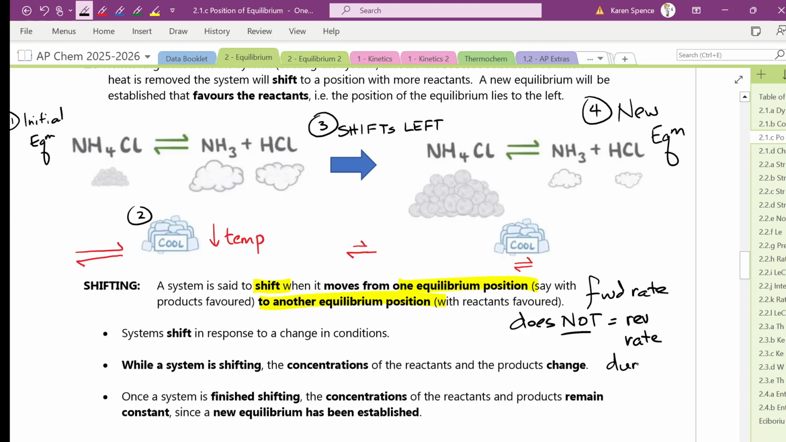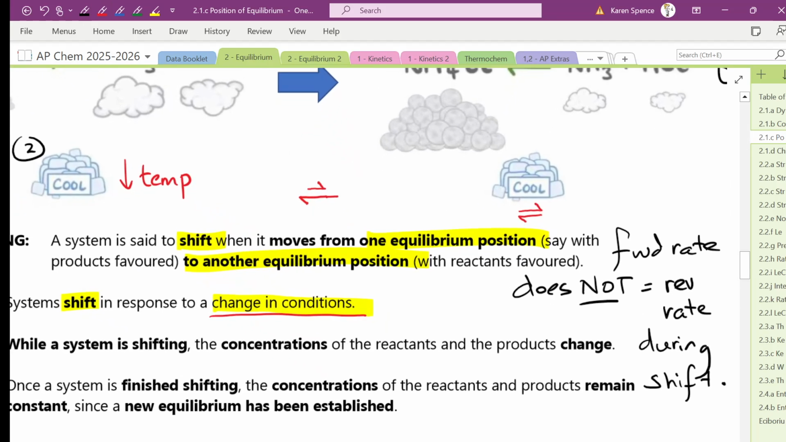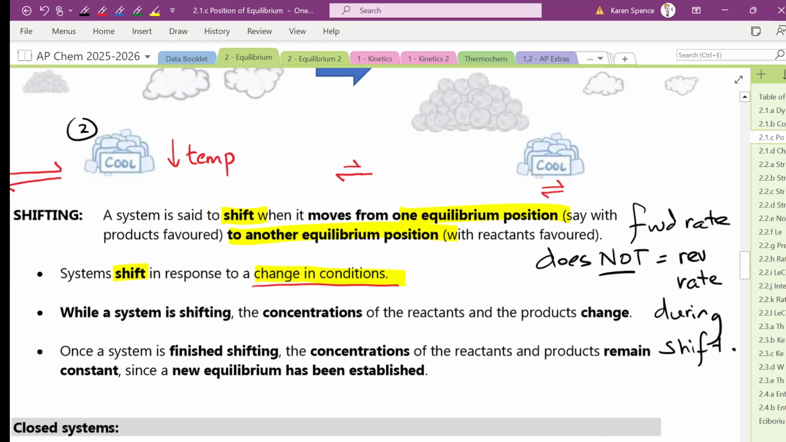During the shift. So systems shift in response to a change in conditions. I'm going to introduce another word that we will come across soon enough. A change in conditions in this unit is referred to as a stress. While the system is shifting, the concentration of reactants and products change.